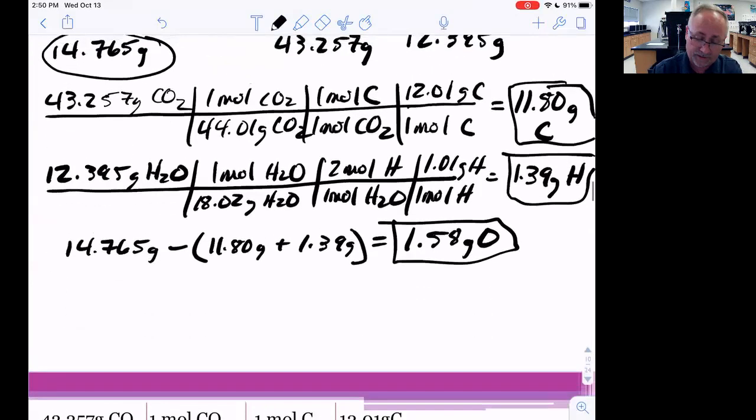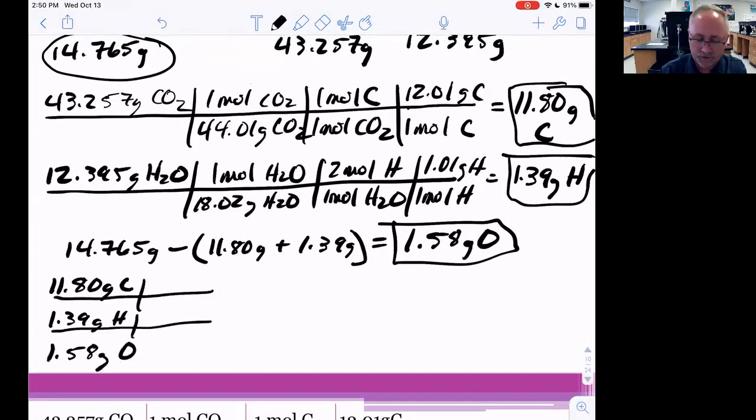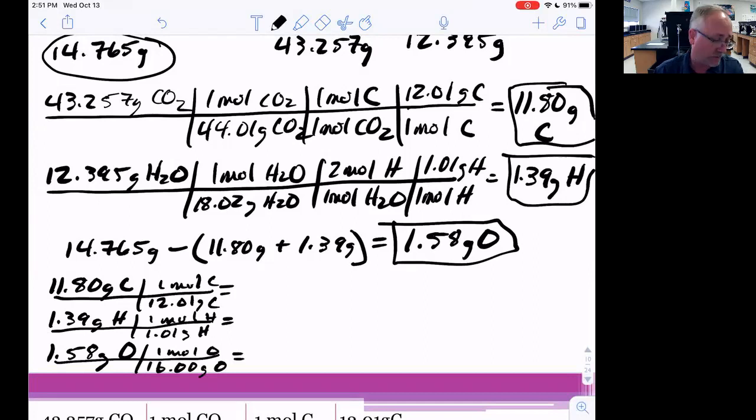And hopefully you were able to do that, and I am running out of space. Lovely. So 11.80 grams of carbon, 1.39 grams of hydrogen, and 1.58 grams of oxygen. So I'm going to change each of these to moles. It's 12.01 grams for every 1 mole of carbon. It is 1.01 grams of hydrogen for every 1 mole of hydrogen. Sorry, guys, 16.00 grams of oxygen is 1 mole of oxygen. And I can go solve for each of those.